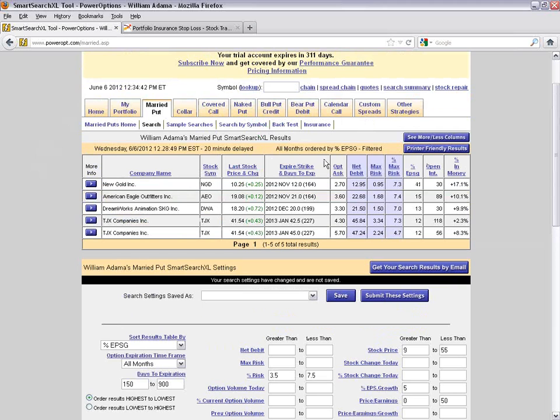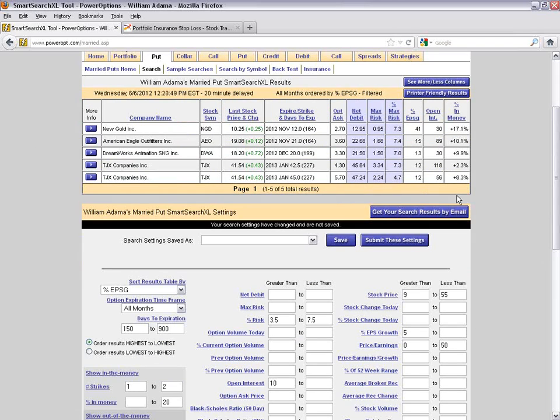Okay, so I have my results now. Again, as I mentioned, if we wanted to add other criteria, so we use the price to earnings ratio, we use the average stock volume in our filters, if we wanted to see those in our results for comparisons, we would just use the see more or less columns button.